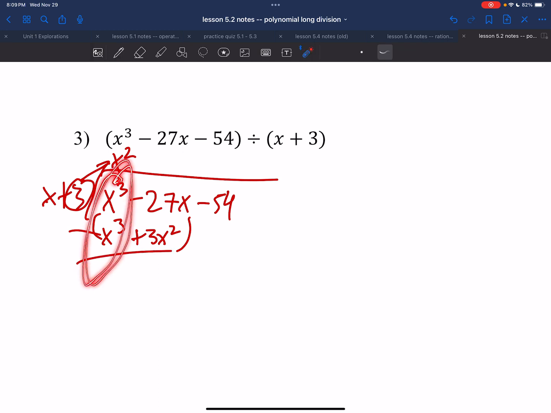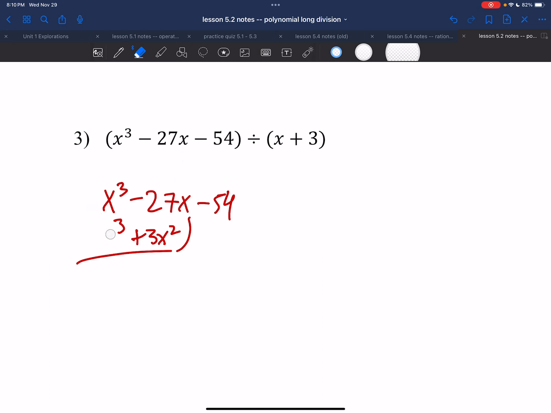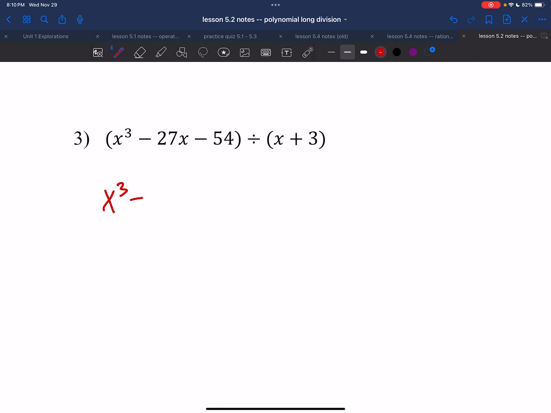This will cancel. But ask yourself, is negative 27x and 3x squared, are those like terms? Can you take away 3x squared from that next term, negative 27x? No, they're not like terms because the powers are different. So I'm going to erase this because I'm going to rewrite it. And you don't have to do it this way. If you can keep track of it, you're fine. But I'm going to write it a specific way.